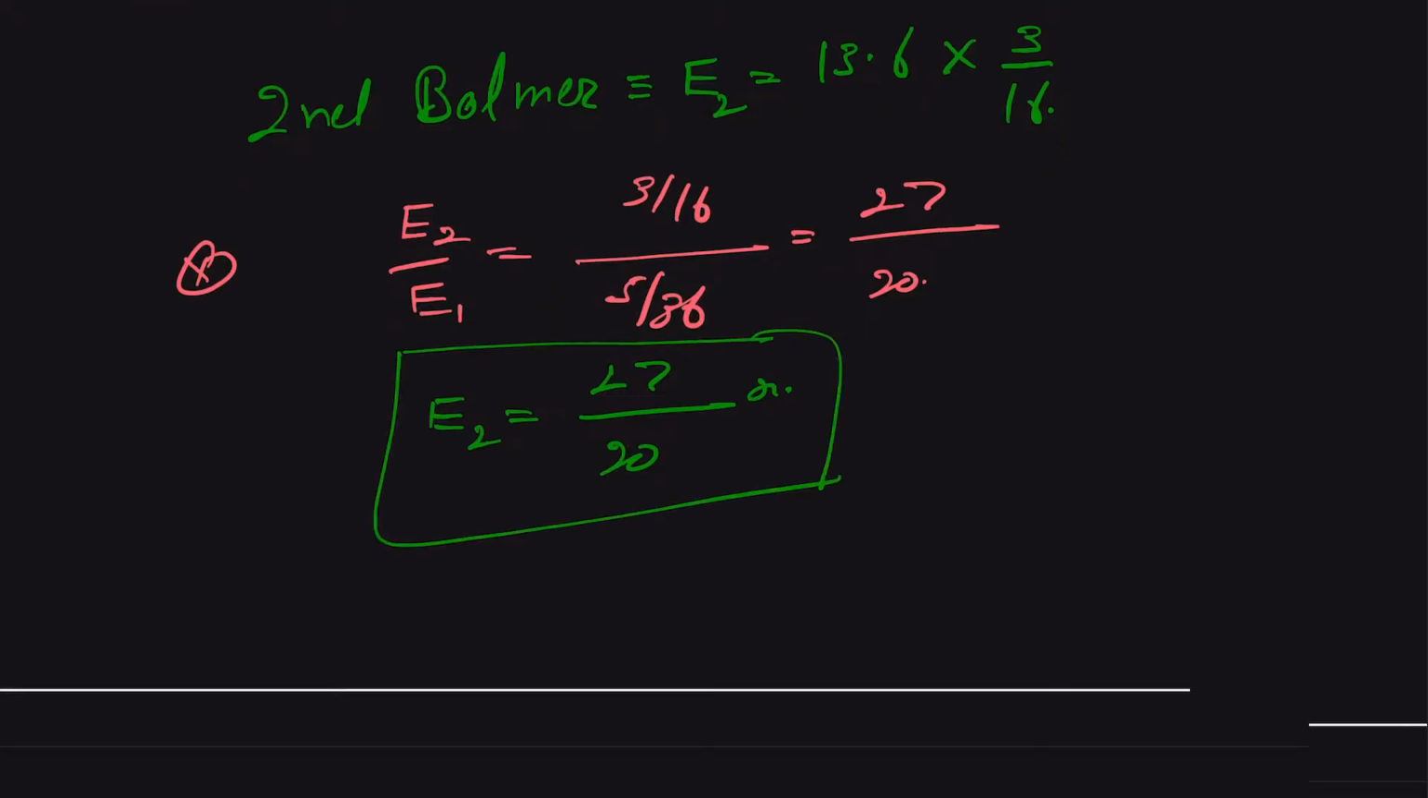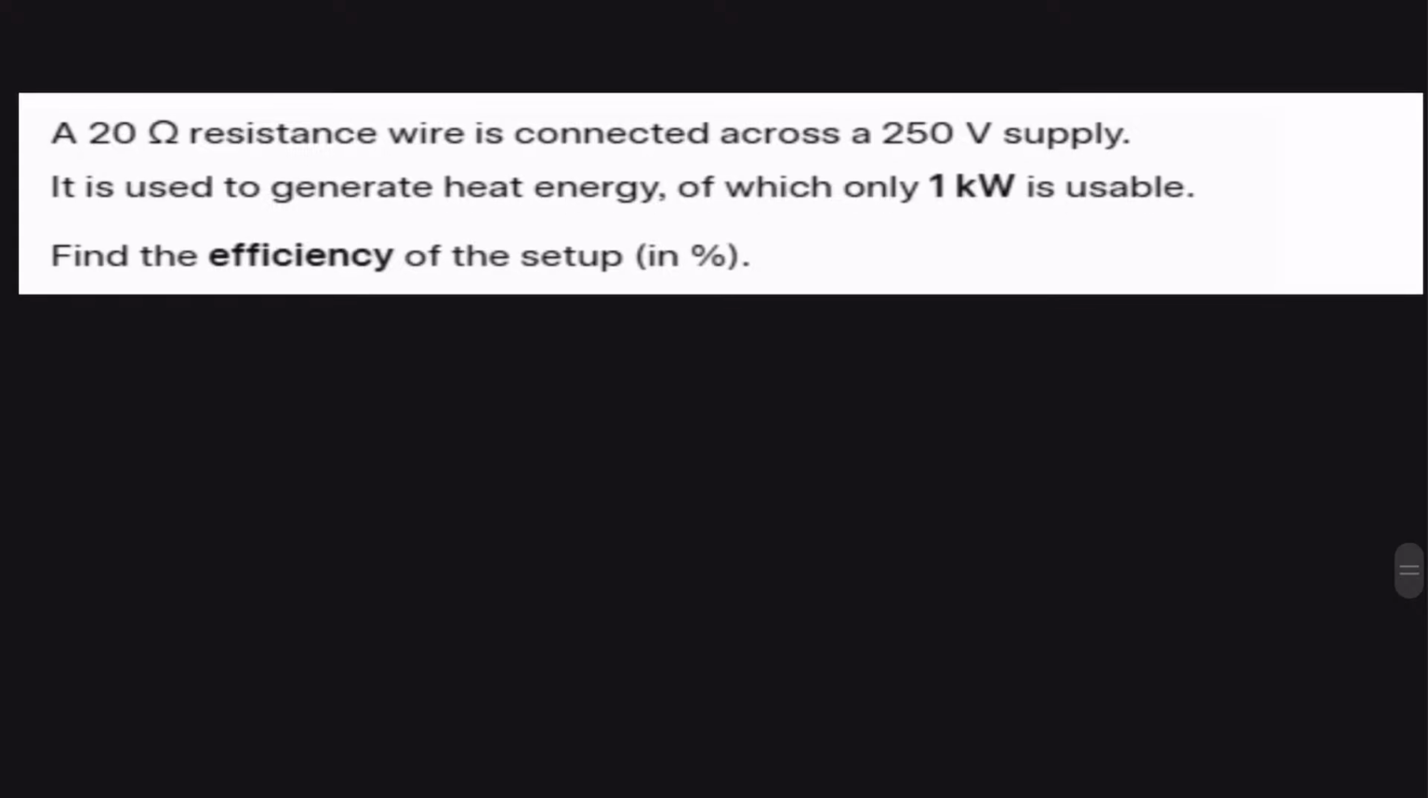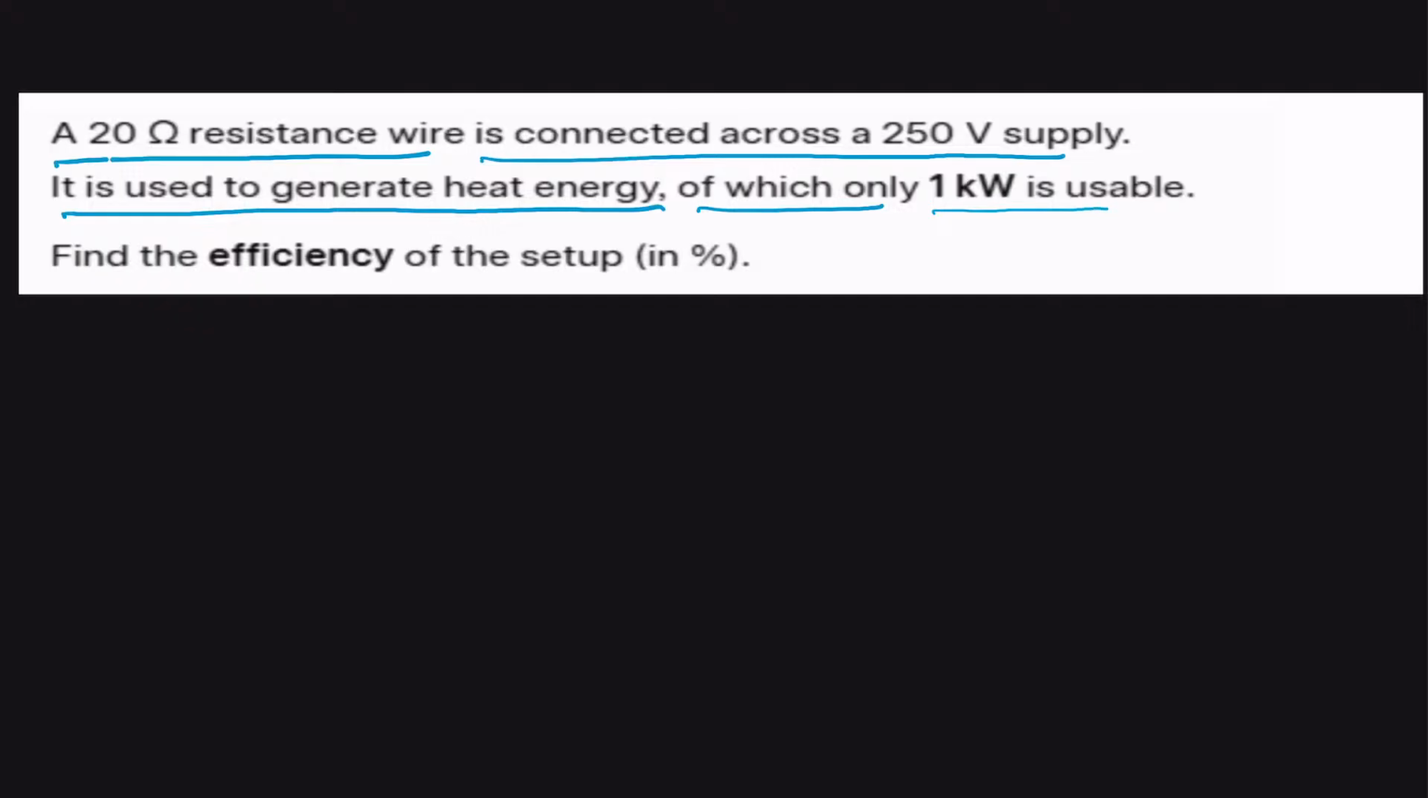Next question. It states that a 20 ohm resistance wire is connected across a 250 volt supply. It is used to generate heat of which only 1 kilowatt is usable. Find the efficiency of the setup in percentage.